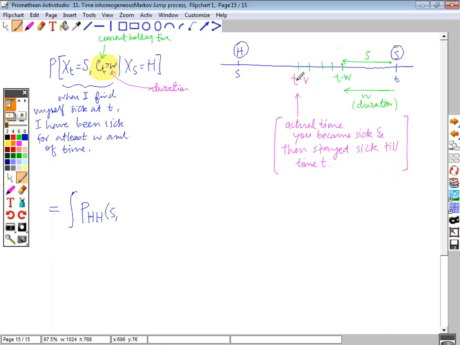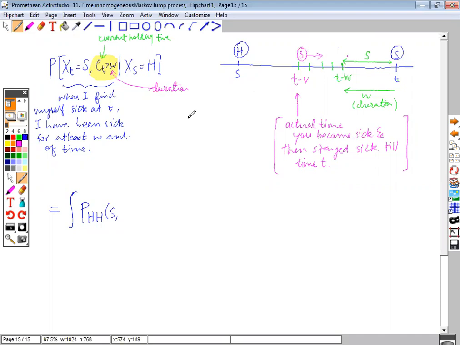So here what's happening is I know that so what is my T minus V? T minus V is the actual time when I become sick, right? So you can be sick somewhere in between here, but then, let's say if you become sick here, you are again becoming healthy. Once you reach T minus V, you are sick forever till T. So this is the time when you become sick for the rest of the time, okay?